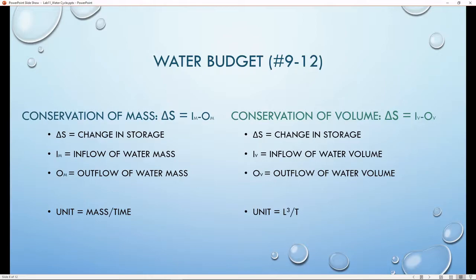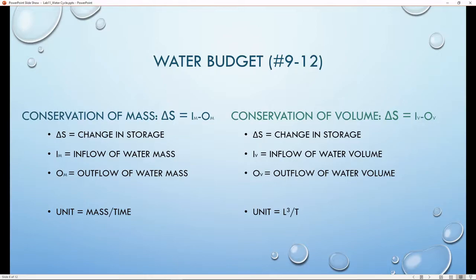So, question number 10, what is the definition of density? Density is just a mass per volume. So if you take that mass equation and divide that by density, you're left with a volume. And that's how we can get that conservation of volume equation. So for 11, how can density be used to transform the conservation of mass into a conservation of volume equation? You just divide it by a consistent density.